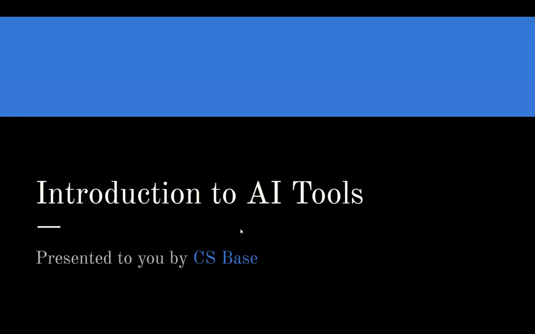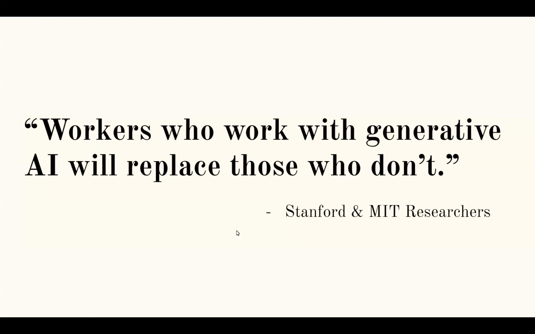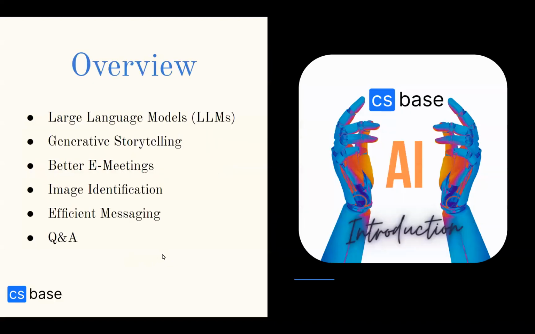So this is a quote from Stanford and MIT researchers. It says that workers who work with generative AI will replace those who don't. Over the past couple of years, AI technology has been progressing pretty rapidly, and it has become extremely advanced in the past year, when we've seen many different types of AI come out. Some of the types are large language models, which take human input as natural language and can understand it, generative storytelling, online meetings can be improved, also image identification and efficient messaging.